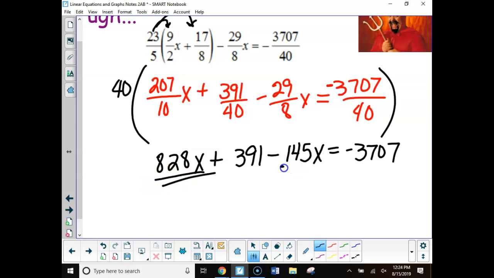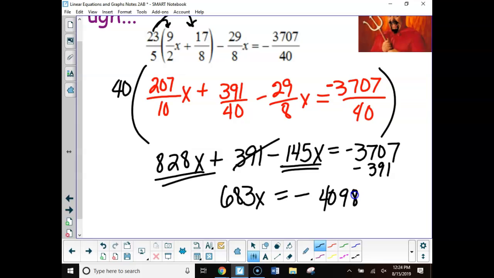We're combining these because they're on the same side. So 828 minus 145 x's is 683 x's. This guy we need to subtract over here. Now they're both negative, so we're actually adding 8, 9, I think something like that. And if I take negative 4098 divided by positive 683, it just comes up negative 6.